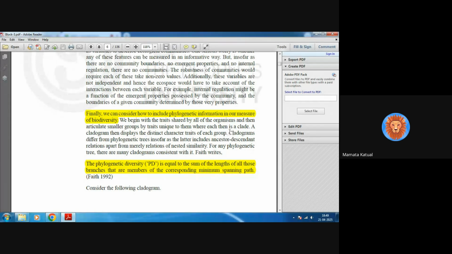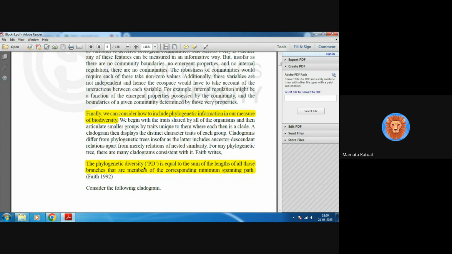So the cladogram and phylogenetic tree are very similar, but there is a difference. The phylogenetic tree also includes the ancestor descendant relationship, apart from merely relations of similarity.